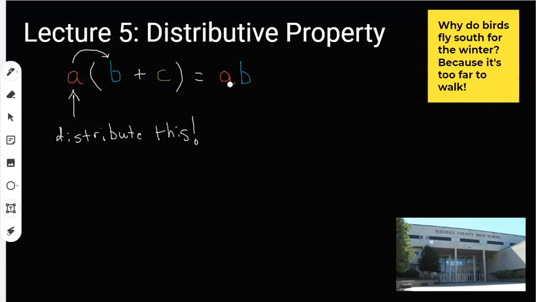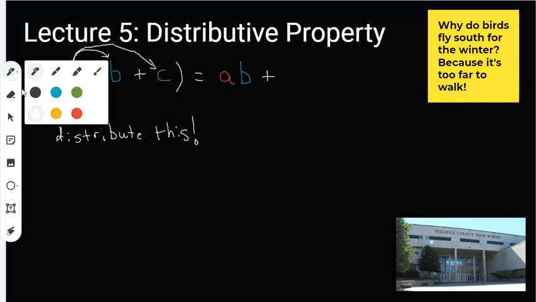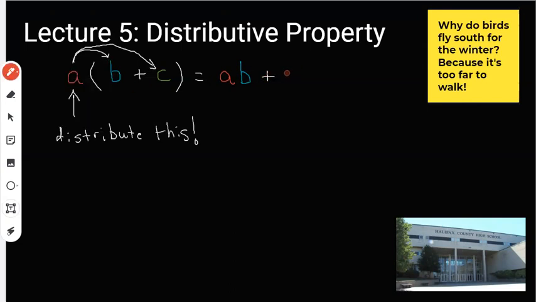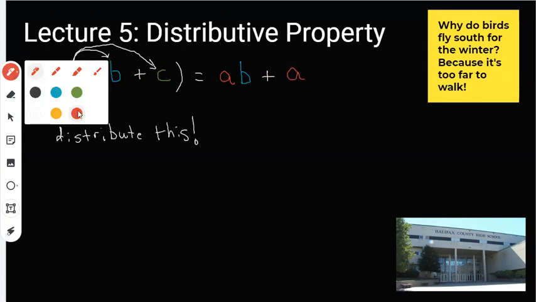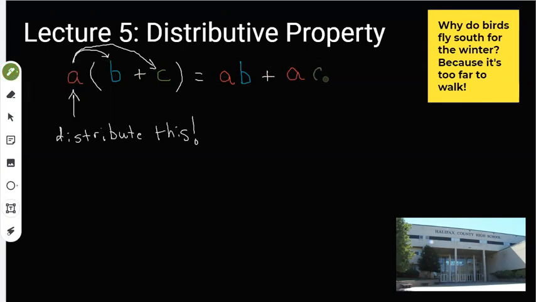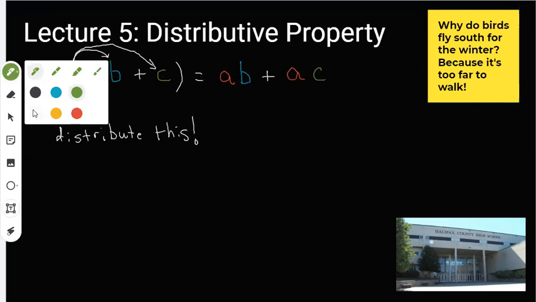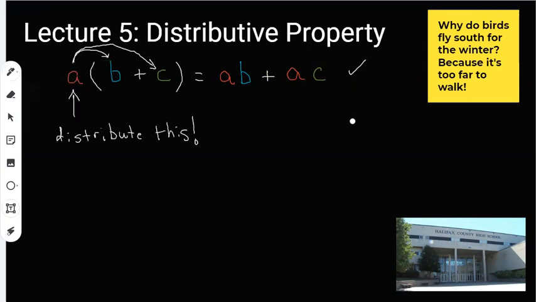Whatever sign is in the middle, you're going to keep it that way. So I'm going to put down a plus. And now what I'm going to do is I'm going to take the A and I'm going to multiply it by the C to get AC. And that's it. So all you're doing is you're taking what's on the outside of the parentheses and you're multiplying it by whatever's on the inside. Okay? Let's do a couple problems like that.